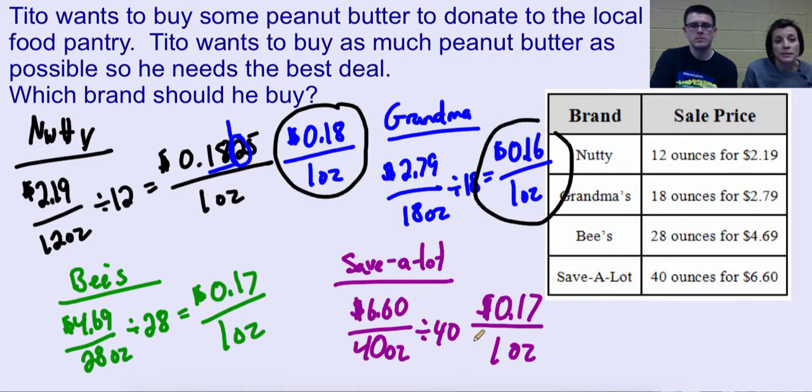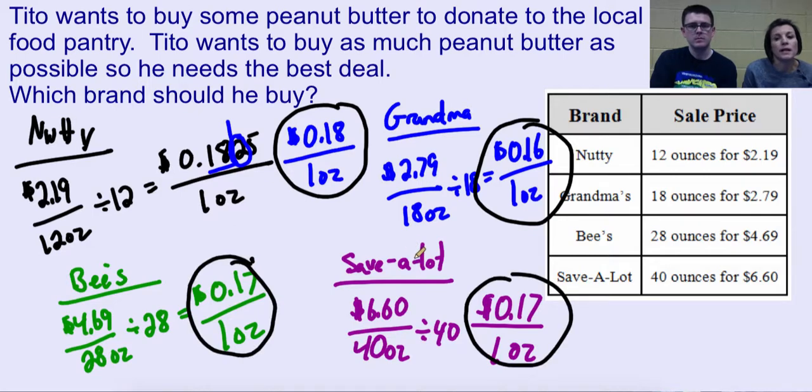So he wants to buy as much peanut butter, so he needs the least price per ounce, which is going to be Grandma. Okay, and you might be looking at it, going, oh, 1 cent, that's no big deal. Well, that's 1 cent for every ounce. So in an 18-ounce jar, that just saved you 18 cents. In a 40-ounce jar, that just saved you 40 cents over that other one, because it said he can buy as much as he wants.